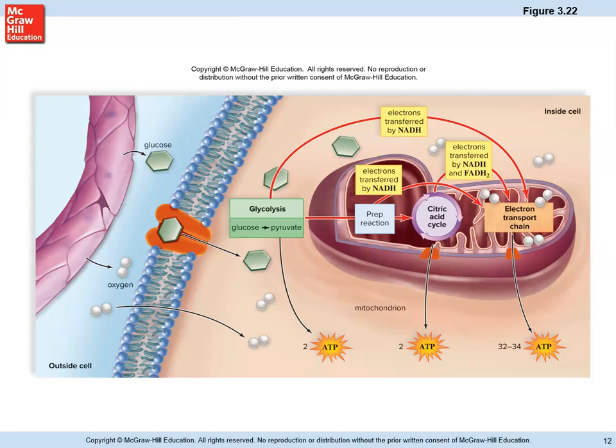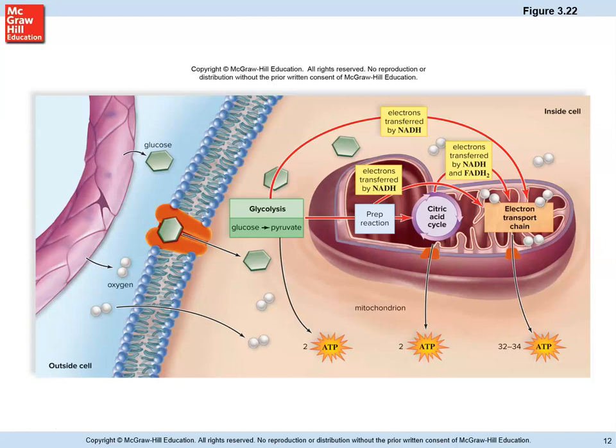We got 2 ATP. We then went to the next step occurring inside the mitochondria called the citric acid cycle, in which we generated 2 more ATP. And so we made 4 ATP up to this point. That's great, but that's not very efficient. And then we get down to the third step in this process.